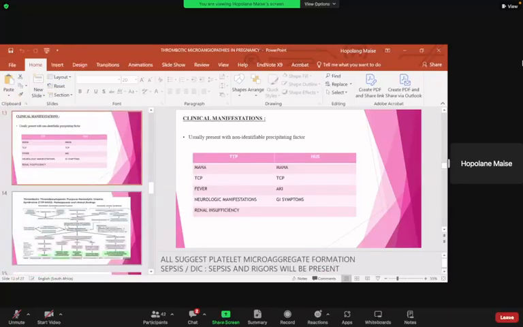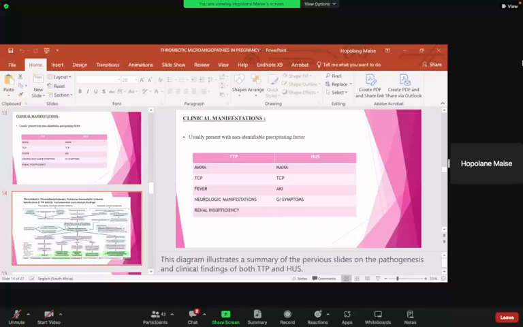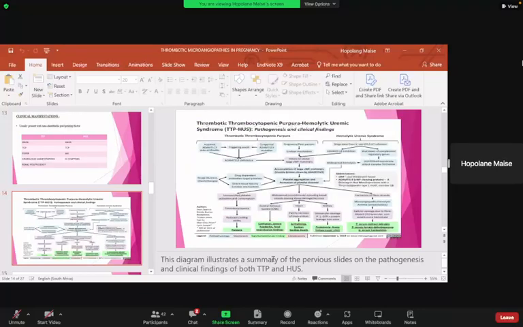As for clinical manifestations between TTP and HUS, they both have a microangiopathic hemolytic anemia, thrombocytopenia, and renal insufficiency or acute kidney injury, with neurological manifestations and fever seen in TTP, and GI symptoms in HUS. All suggest platelet microaggregate formation, and with sepsis or DIC, you'd see rigors present with the fever. This is just to summarize the previous slides on the pathogenesis and the clinical factors of both TTP and HUS that we've gone through already.